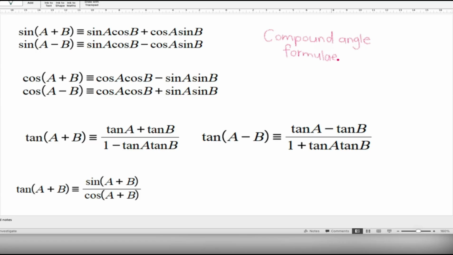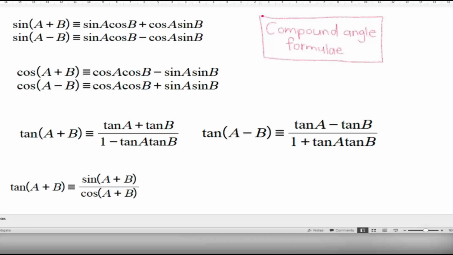Luckily, it will be given to you on a formula sheet so you don't have to memorize all of it. Okay, so there are 6 compound angle formulae, also known as addition formulae. 2 for each: 2 for sine, 2 for cosine, and 2 for tangent. Now, let's start with the compound angle formula for sine.